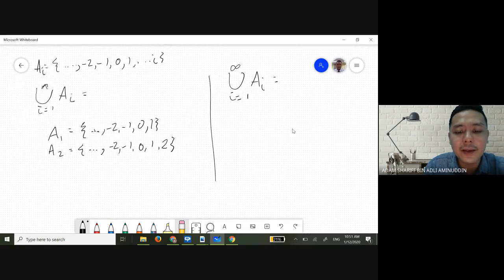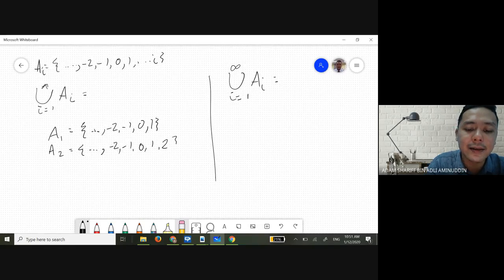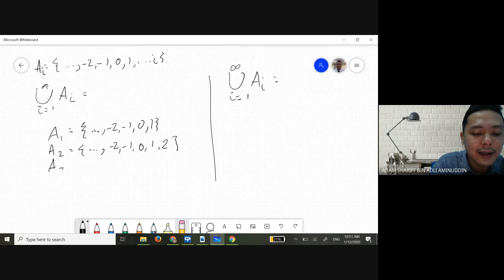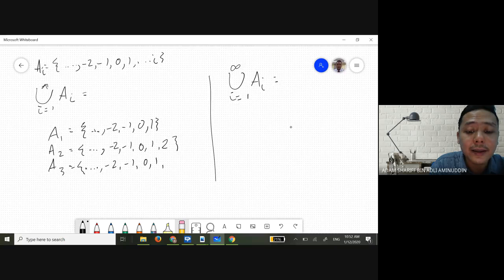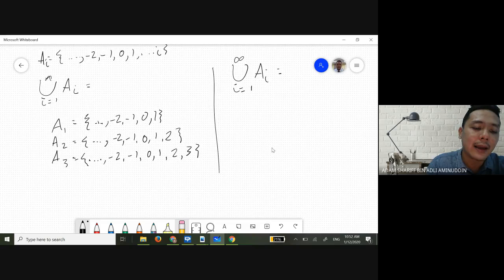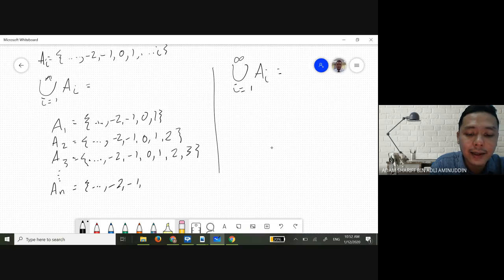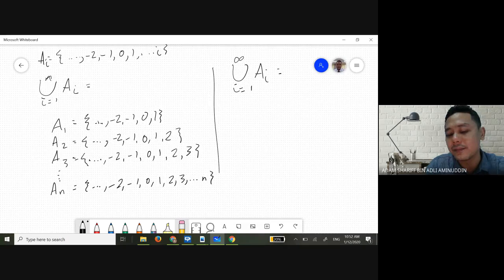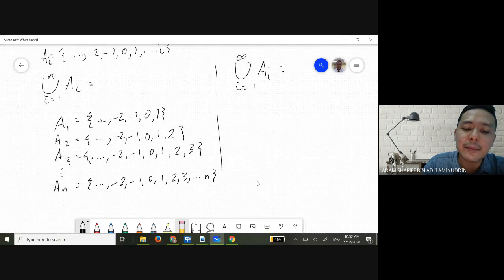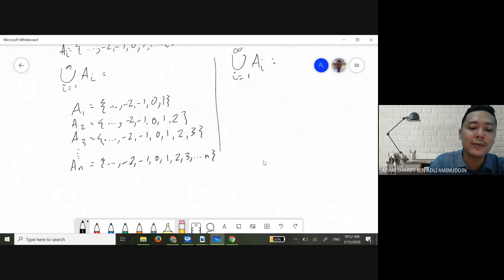At this point, some of my students may see the pattern already. Tapi kalau tak nampak, tak apa, tak ada masalah. -2, -1, 0, 1, 2, 3. Okay. At the end, if you extrapolate the idea, you can see if that until An, it will be -2, -1, 0, 1, 2, 3 up until n. Ini tak mencabar lagi. Yang mencabar kalau kita nak cuba unionkan. Okay, nak unionkan.